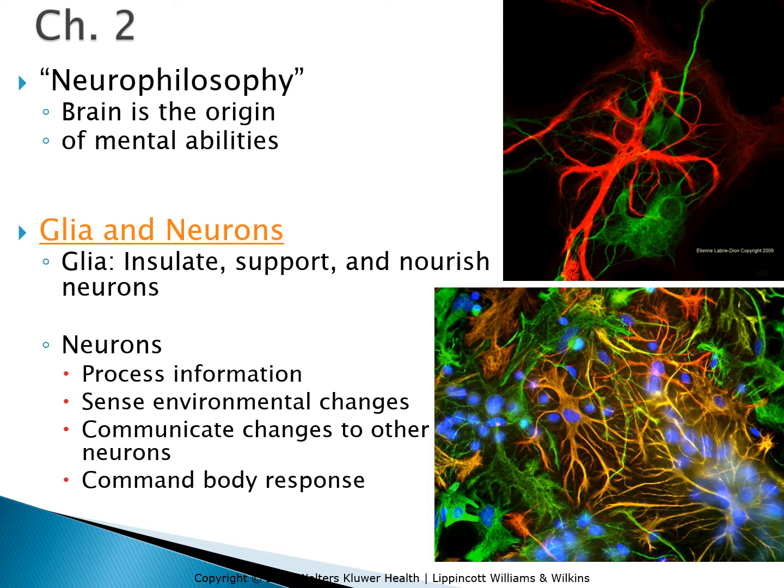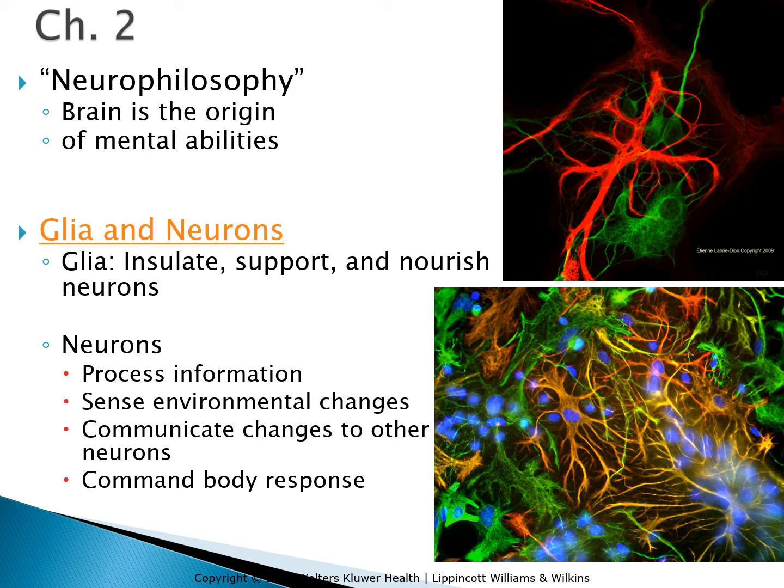They do lots of maintenance tasks. They do a lot of other things too, which you'll explore through some of your projects, some of your research into new ways that glia are being studied. Neurons are considered the main brain function and your main cognitive cells, where they're going to process information, sense environmental changes, communicate changes to other neurons, and command your body responses.